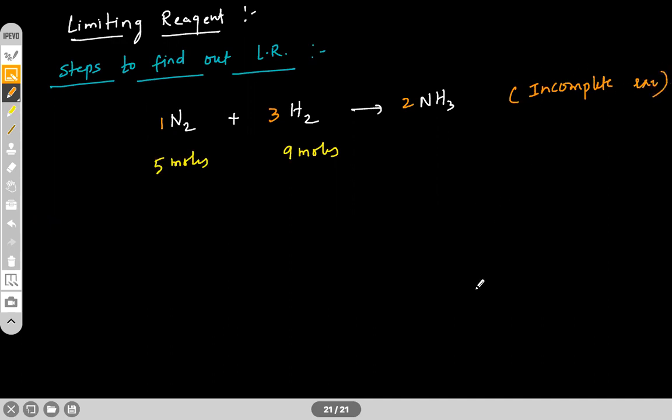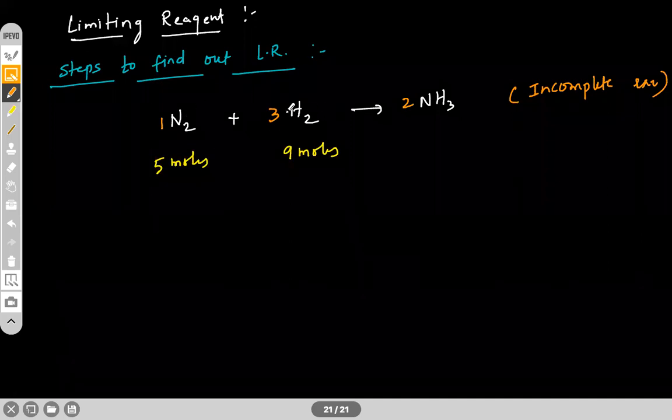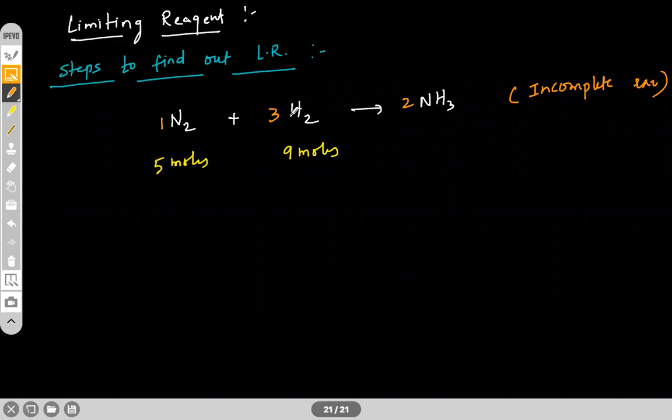In case of an incomplete reaction, one of the reactant molecules decides the amount of product formed, because both give different amounts of product. N2 will give 10 moles of this, while H2 will give 6 moles. The limiting reagent is the one that defines the amount of product formed, and once you get it, we do all calculations based on the limiting reagent. You don't have to do anything with the other reactant molecule.